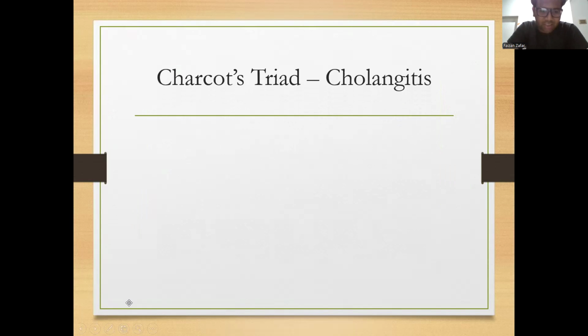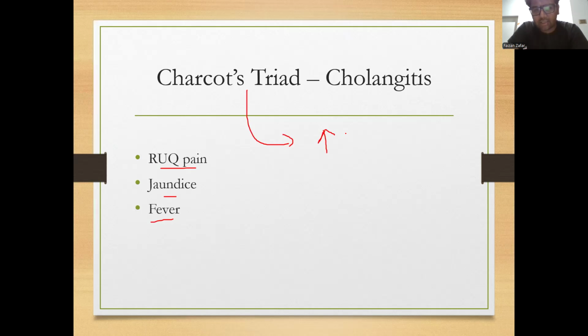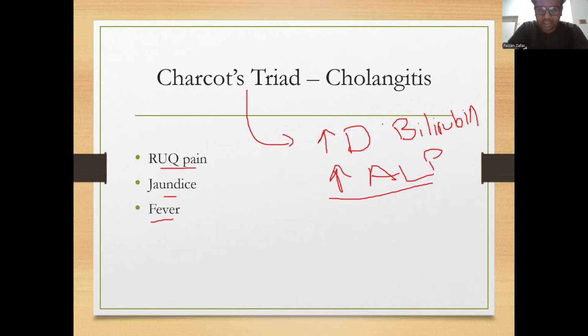Our first triad is the Charcot triad. Charcot triad is fever, jaundice, and right upper quadrant pain. It is basically due to infection from obstruction of the biliary tract. So the labs will show increased bilirubin and increased ALP. ALP shows the biliary obstruction, right?